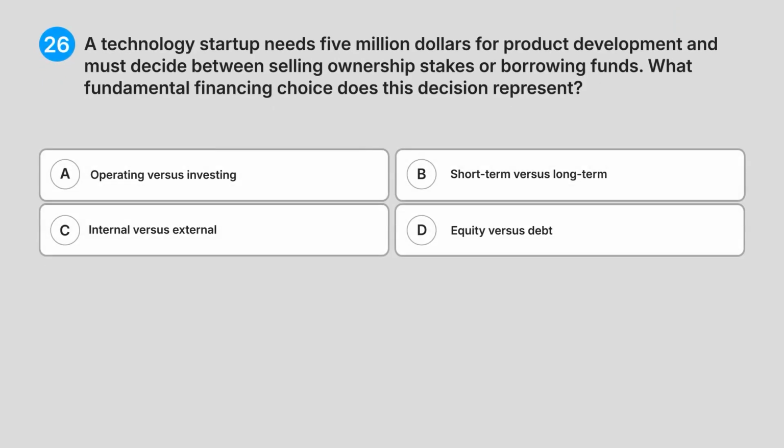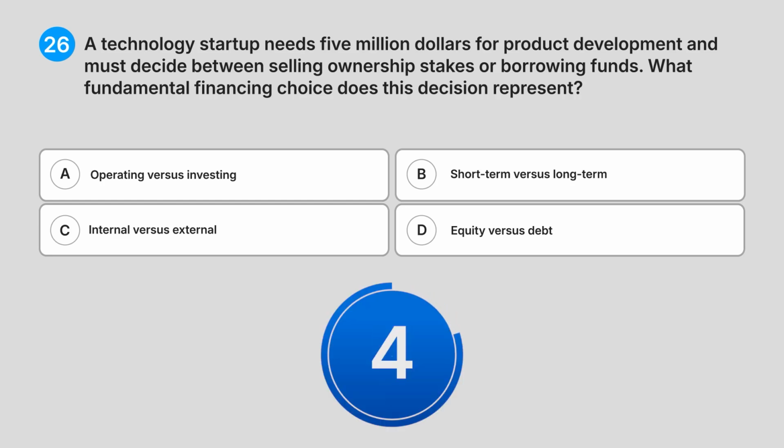26. A technology startup needs $5 million for product development and must decide between selling ownership stakes or borrowing funds. What fundamental financing choice does this decision represent? A. Operating versus investing. B. Short-term versus long-term. C. Internal versus external. D. Equity versus debt.